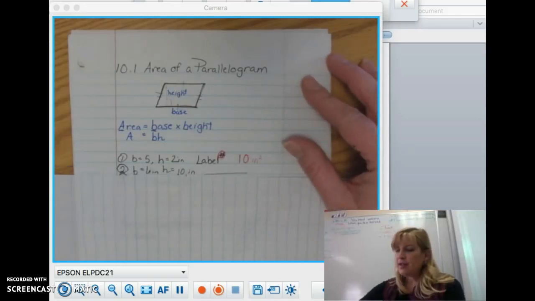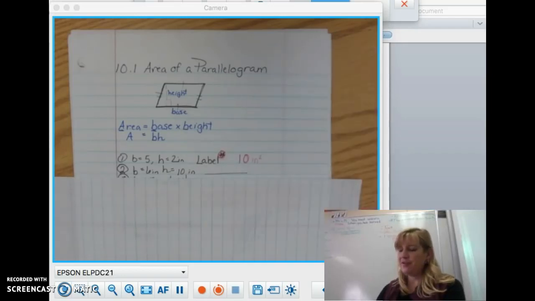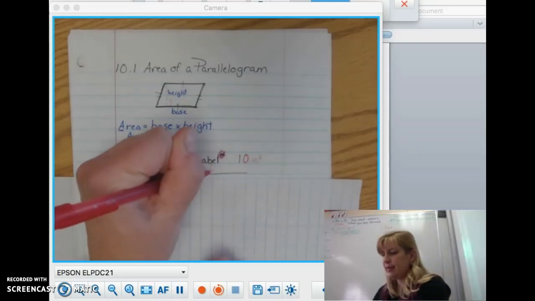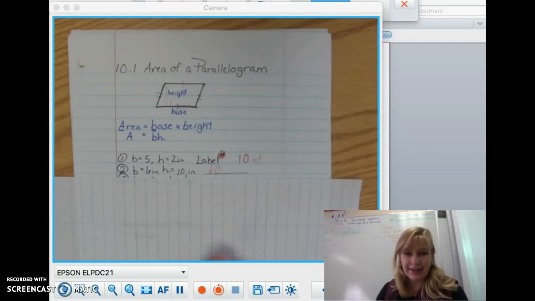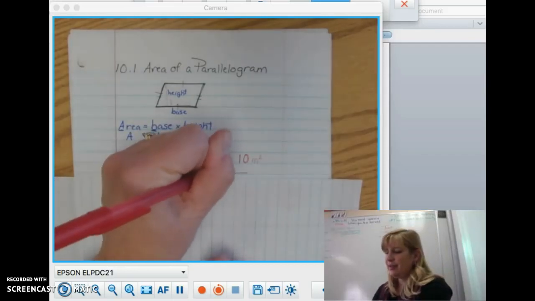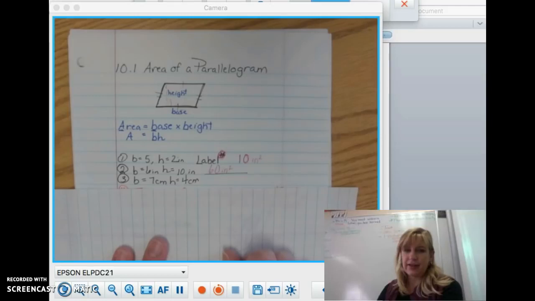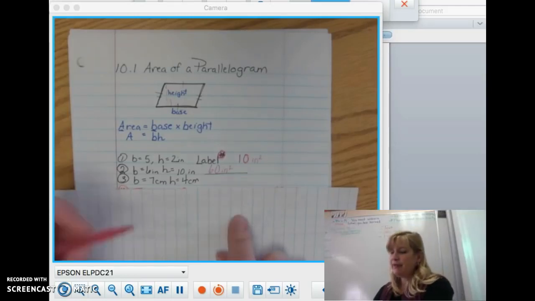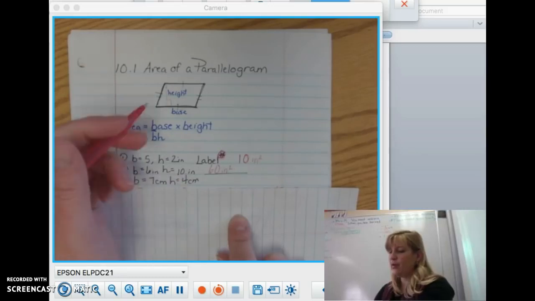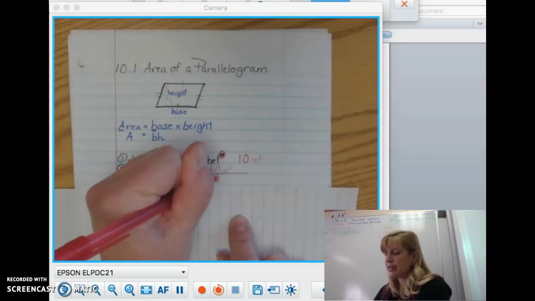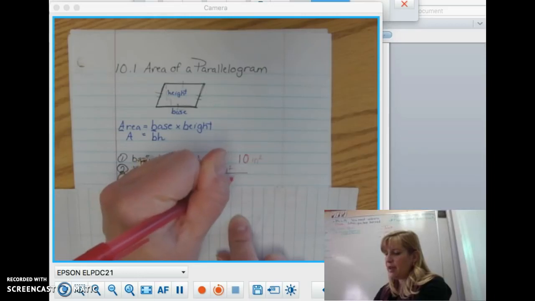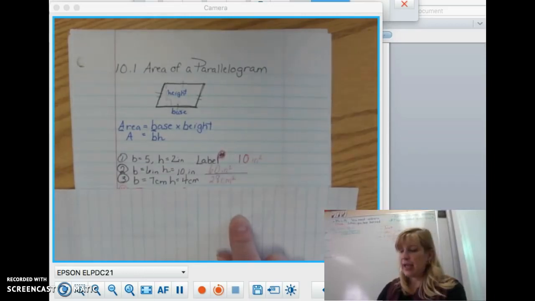Okay? So this should be rather simple for most of you. If we have a base that is 6 inches and a height that is 10 inches, what is the area? Well, a lot of you go, oh, well, that's easy, 60. I'm not done yet. 60 what? Inches squared. Okay, pause it, try this one. Don't forget the label. All right, 7 centimeters is the base, 4 is the height, so you should have 28 centimeters squared. There you go. Easy as that.